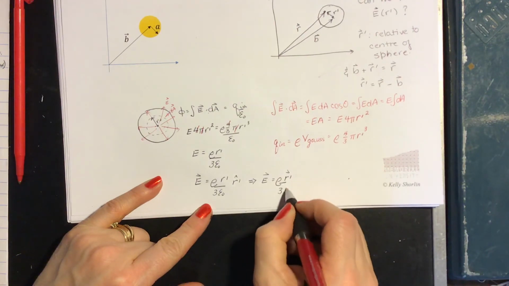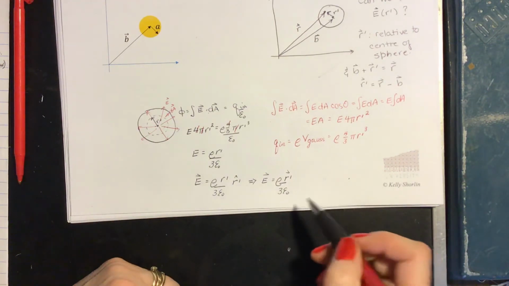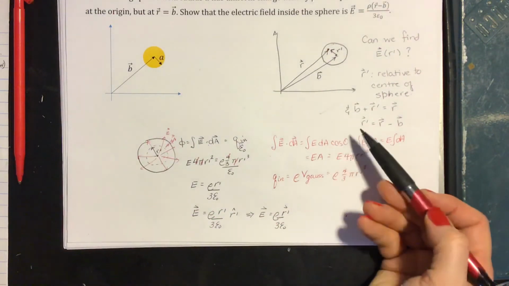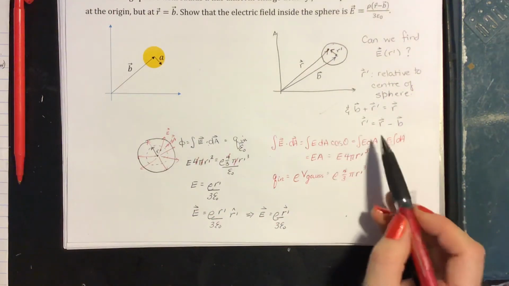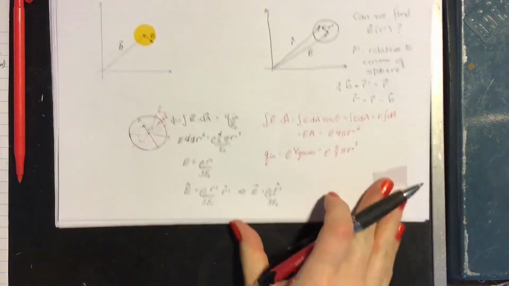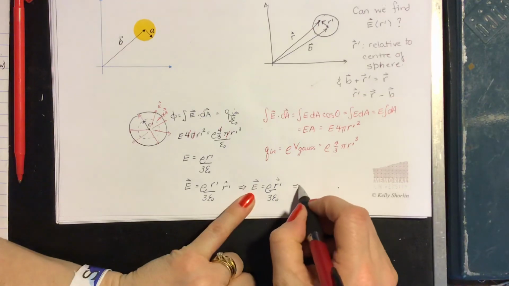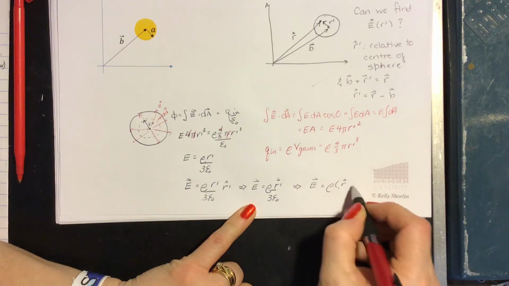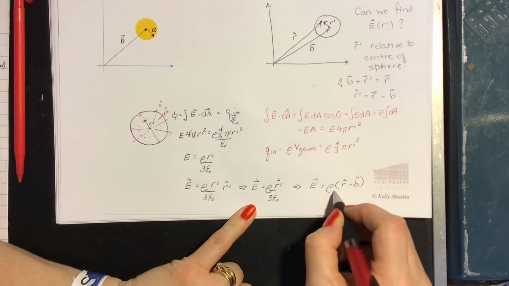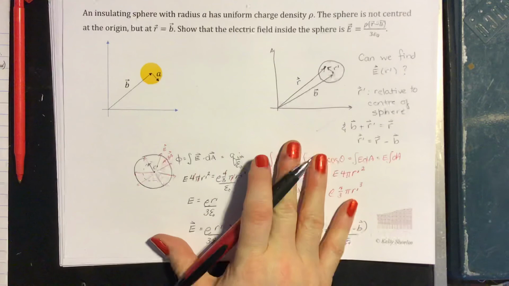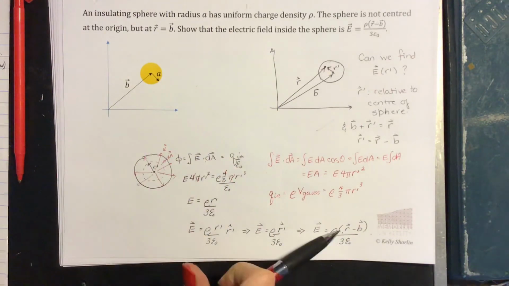Now for our very last step, let's remember that relationship we had between R, B and R primed. R primed is R, take away B. So let's fill that part in right here. So there's our expression for the electric field of this sphere in terms of a vector relative to the origin of the system.